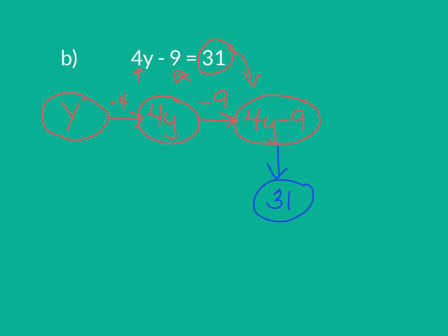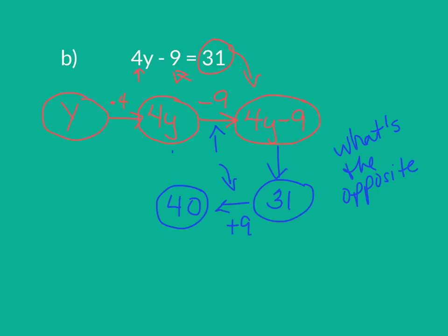I've got 31. Now I'm backtracking, so I need to ask my question. What's the opposite every single time? So in this first action arrow, as I backtrack, I'm looking at what's the opposite of negative 9 or minus 9. Well, it could be the same, obviously, but the opposite of minus 9 is to add 9. So 31 plus 9, of course, is 40. So now I'm here, and I know if I was solving my equation, those two things would be the same.